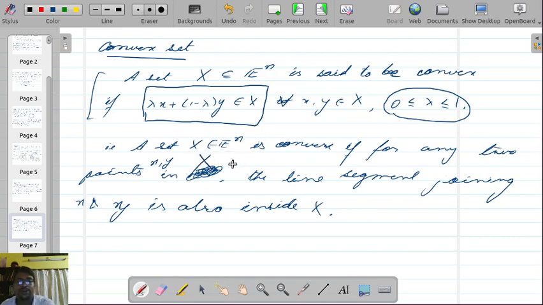Okay, not in e to the power n, sorry, that was a mistake. The earlier one I had written is correct, this one is incorrect, so please correct it.